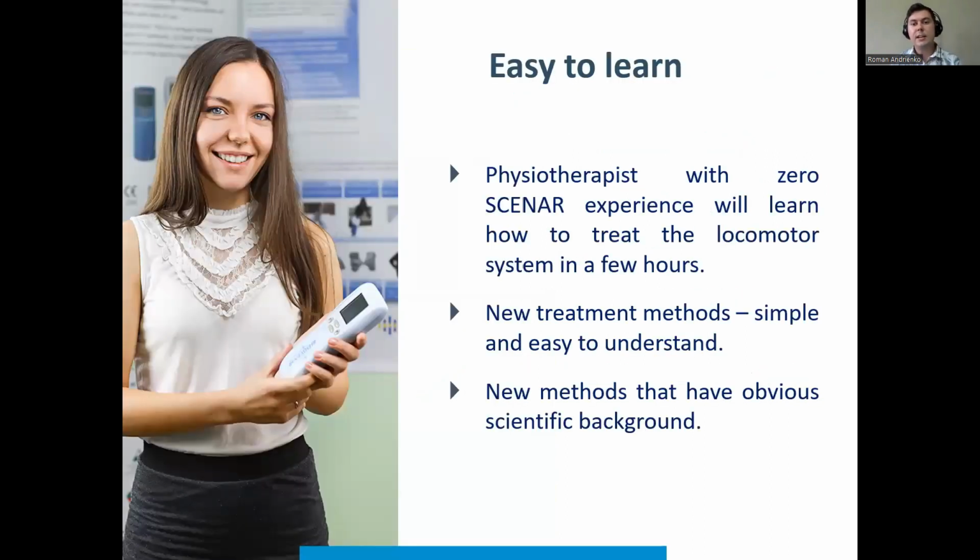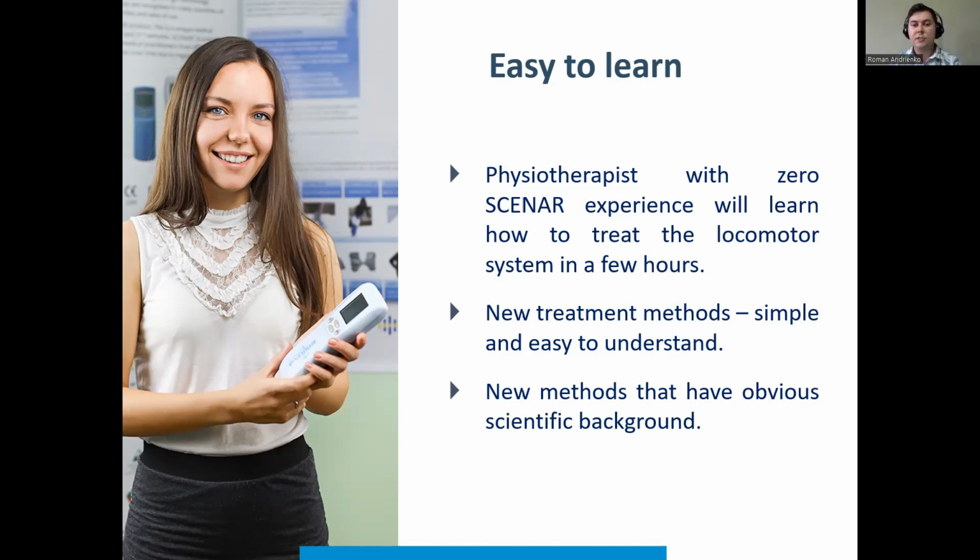Scenar is easy to learn. I would like to say hard to master, but not that hard, actually. So a physiotherapist with zero Scenar experience is capable of receiving positive results and is able to learn how to treat the locomotor system and get great progress in just 2 hours.